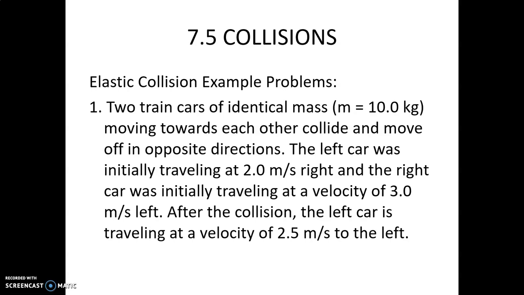So we're going to have two train cars that are moving towards each other. And what might be helpful is if you actually draw two train cars on tracks, one moving towards the right, one moving towards the left, and they both have the same mass, 10 kilograms. The left car was traveling at 2 meters per second towards the right, and then the right car was traveling 3 meters per second towards the left. Now eventually they will collide, and then after the collision, the left car, which was moving right, collides and then starts moving towards the left at 2.5 meters per second.